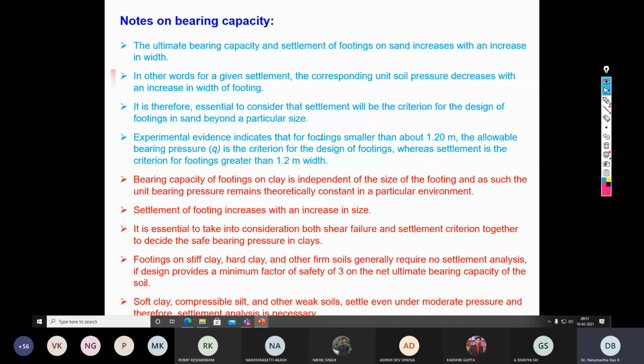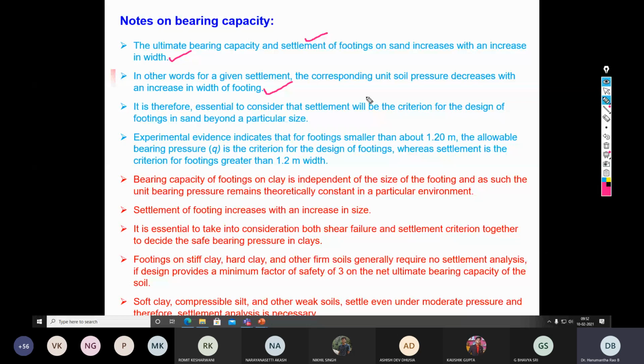So these are some important points about the bearing capacity. The ultimate bearing capacity and settlement of the footing on sand increases with an increase in width. Meaning thereby, in case of the sand, the bearing capacity and settlement both depend on the geometry of the footing, that is width. In other words, for a given settlement, the corresponding unit soil pressure decreases with an increase in width of the footing. So this is what we have seen.